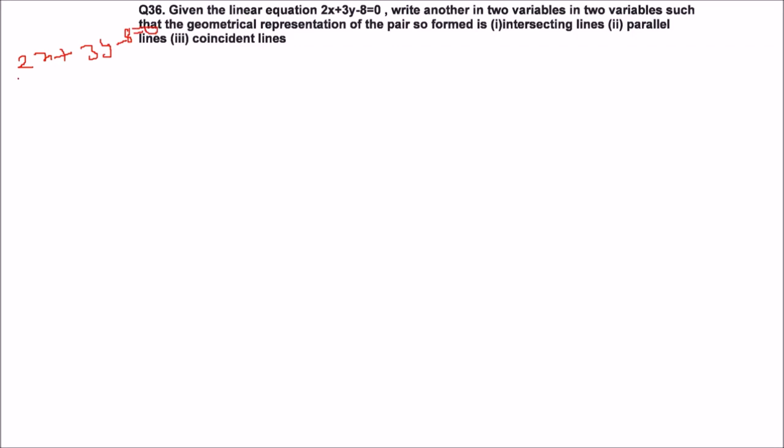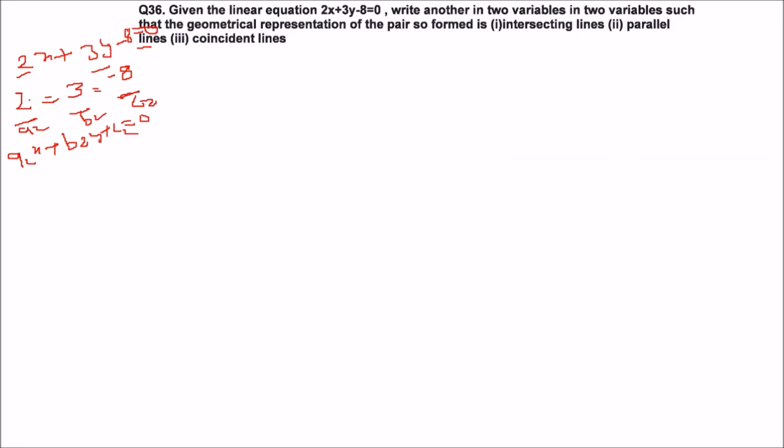So this is A, this is B, this is C. So A1 is 2, B1 is 3, and C1 is, say, minus 8. Now I have to make it such that if I make another equation, say A2x plus B2y plus C2 equal to 0, then we compare A1 by A2, B1 by B2, C1 by C2. So 2 by A2, 3 by B2, and 8 by C2.